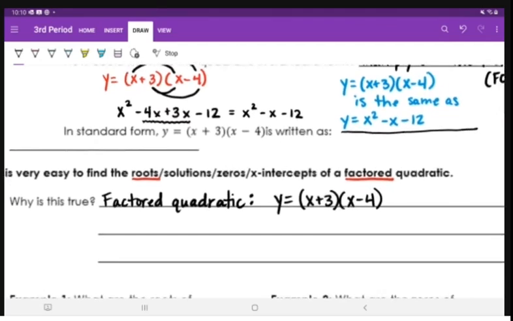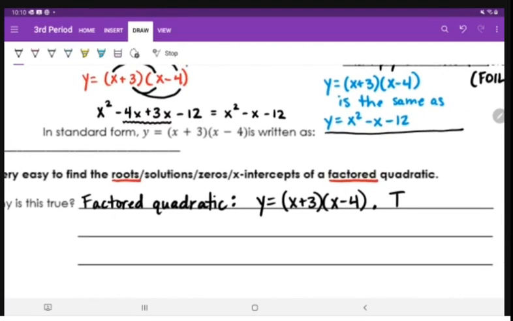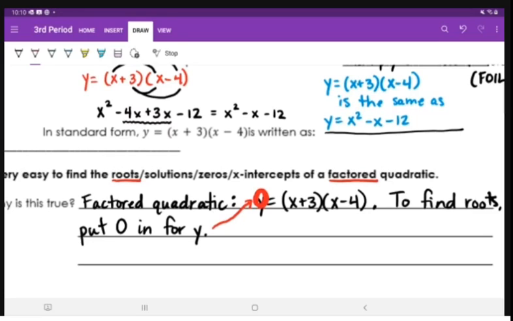When we want to find roots, we have to put 0 in for y. That's how we find roots, is we let our y value be 0. So I'm actually going to put a 0 in right here in place of the y value. I'm just going to cover my y up with this really big 0. So we have 0 equals x plus 3 times x minus 4.